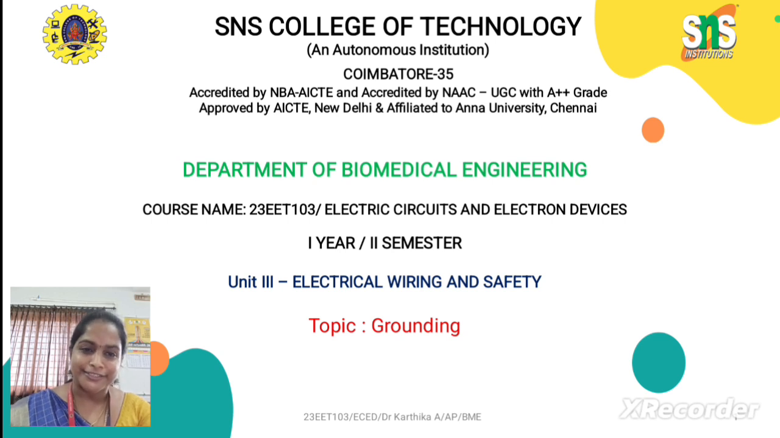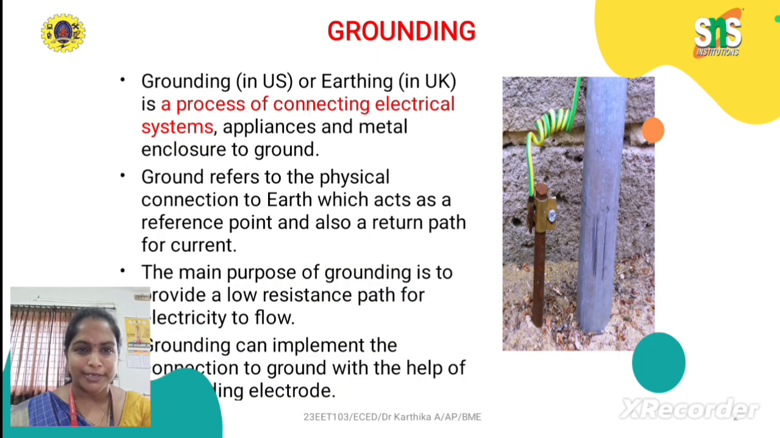In this lecture series, we are going to discuss grounding in electrical wiring and safety. First of all, what do you mean by grounding? Grounding in the US, or earthing in the UK, is a process of connecting electrical systems, appliances and metal enclosures to ground. Here ground refers to the physical connection to earth, which acts as a reference point and also a return path for current. The main purpose of grounding is to provide a low resistance path for electricity to flow.